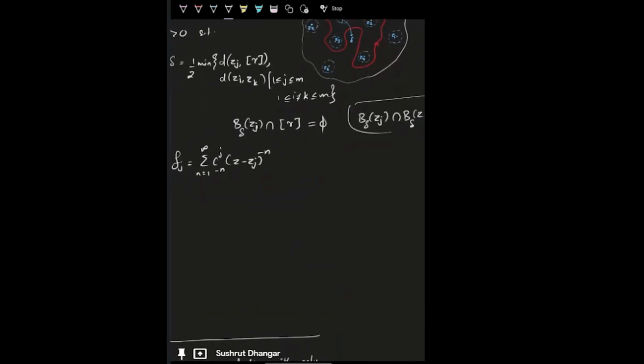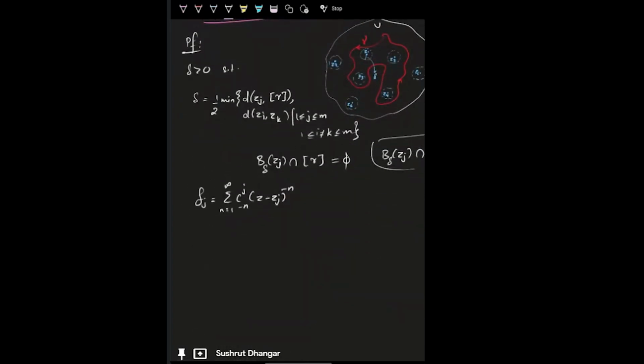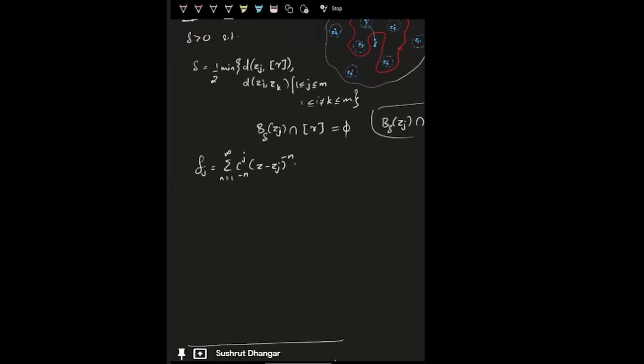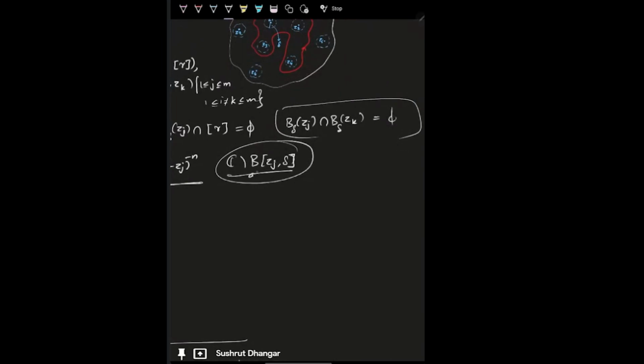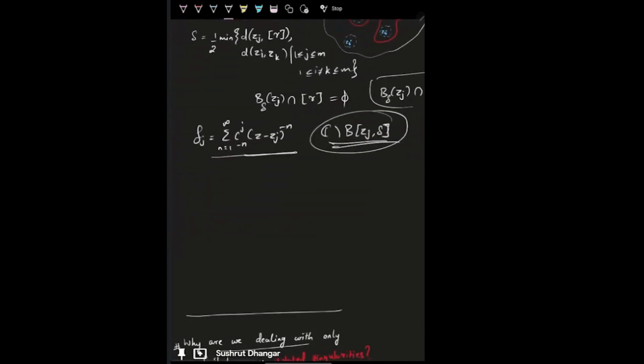Now the infinite series is uniformly convergent on the compact subsets of C minus the closed ball B of Zj, delta. As we discussed in the Laurent series expansion, the series will be uniformly convergent over the compact subsets, right? So that is what we are doing here. In particular, gamma is not intersecting with any Zj, so gamma is a compact subset of this region. So this series will be uniformly convergent on the points of gamma as well.